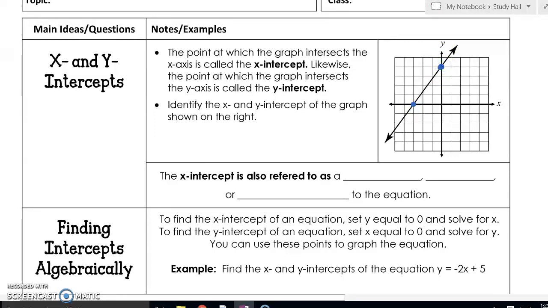Identify the x and y intercepts of the graph shown at right. We just did that. This is our x-intercept, and this one is our y-intercept.